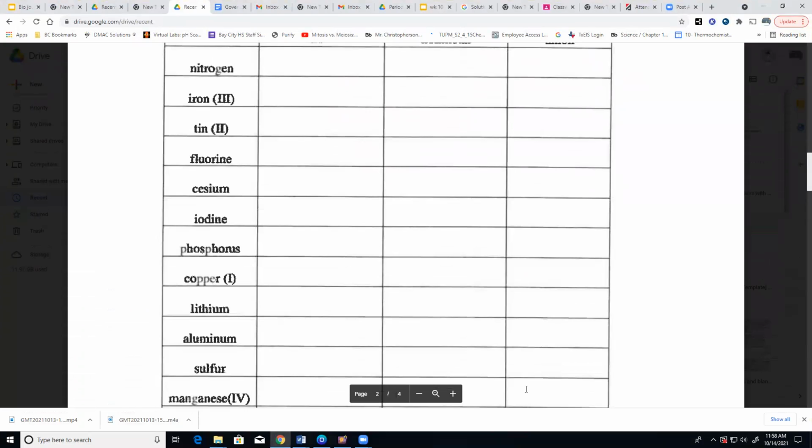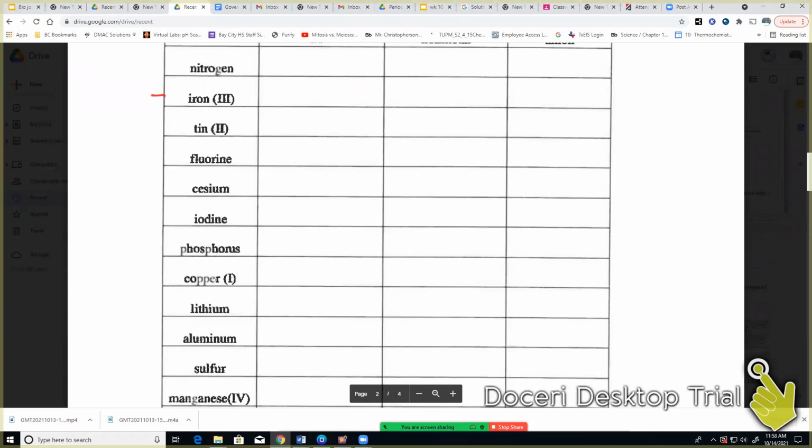Okay, if you can flip real quick, I know the bell is going to ring. I just wanted to show you a couple of these that have the number in parentheses. Those are your transition metals, and they can have more than 1 charge. So the only way you're going to know what kind of charge they're going to have is if you're told, okay?